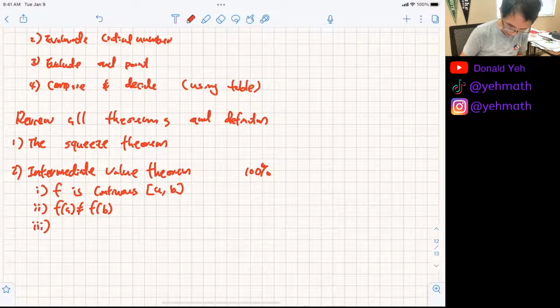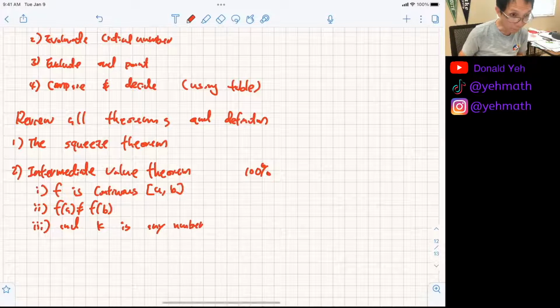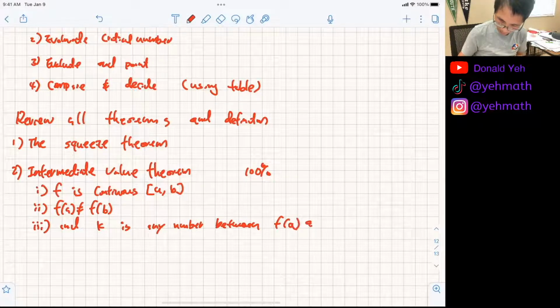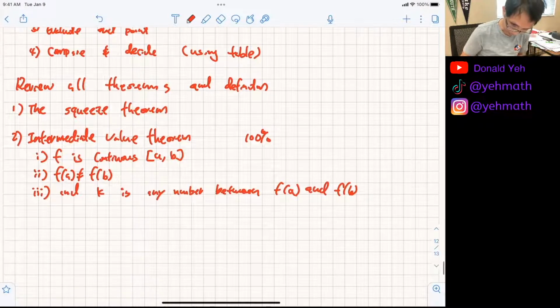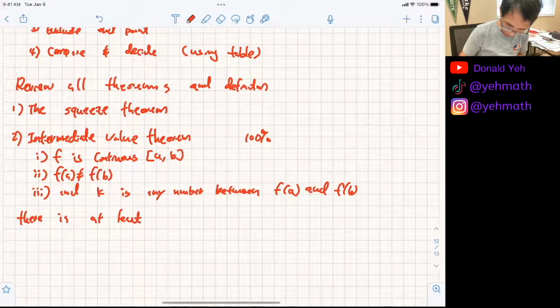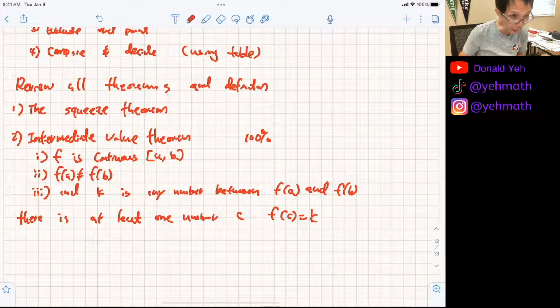Third, k is any number between f of a and f of b. So the result is there is at least one number c such that f of c is equal to k.